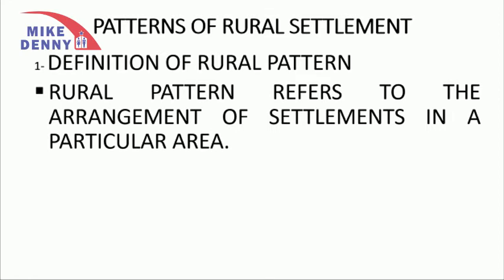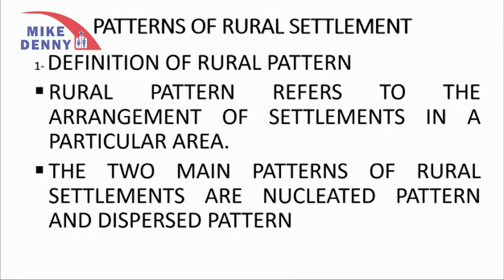Now let's talk about the patterns of rural settlement. But before we talk about the pattern, I would like you to know the meaning of pattern. Pattern actually refers to the arrangement of settlements in a particular area. That is how buildings are arranged. Buildings can be arranged in a nucleated or a dispersed pattern. So we are expected to know what a nucleated settlement pattern is and what a dispersed settlement pattern is.